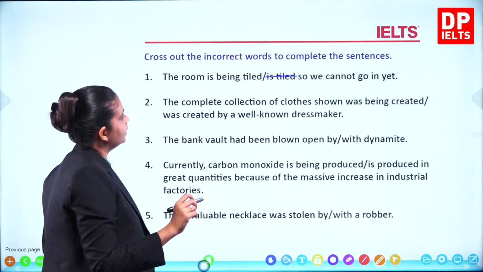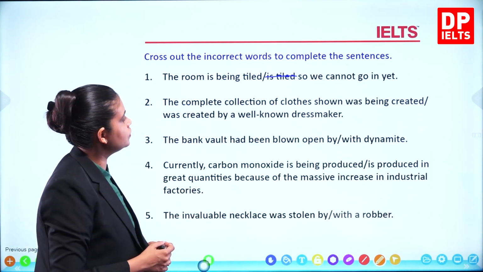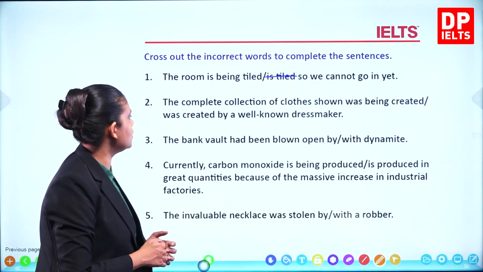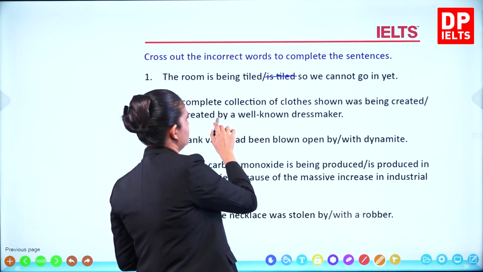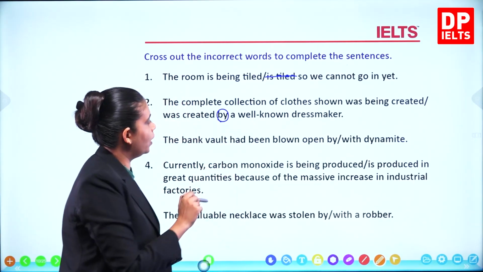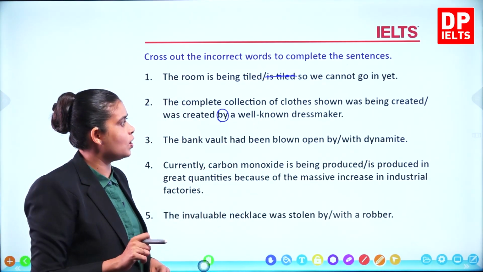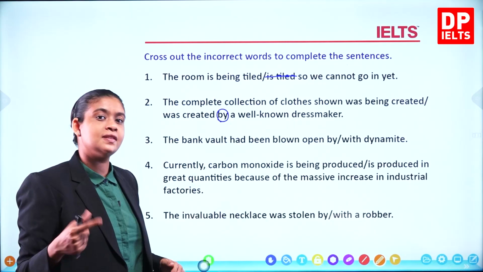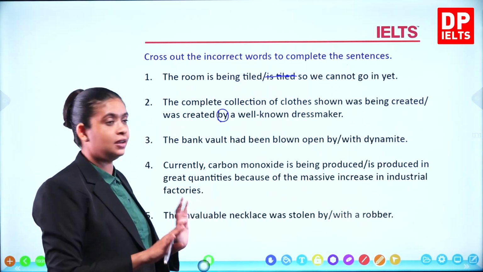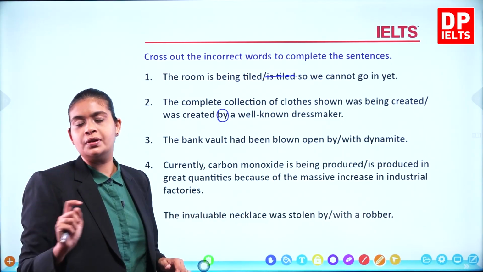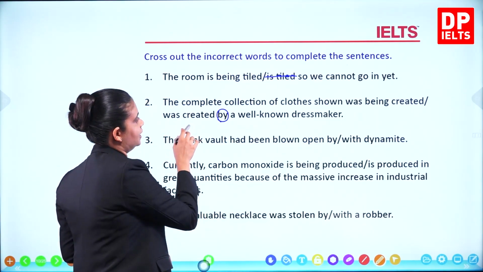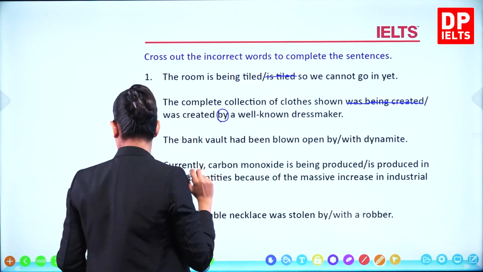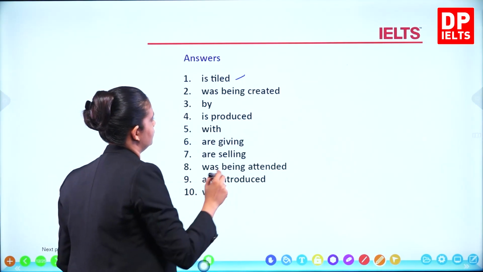Next one. The complete collection of clothes shown was being created or was created by a well-known dressmaker. So it was created by a well-known dressmaker. We don't have to say was being created because it's not in the present continuous tense. It is in the simple past tense because it was created, done, dealt and over. So was created is the correct one, and was being created is the incorrect one. So we cross that word out. Perfect.